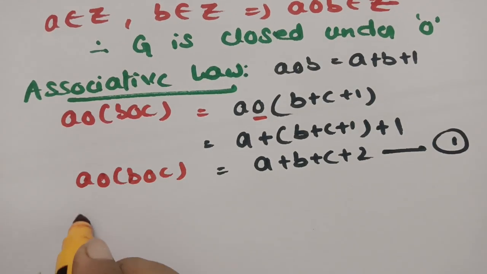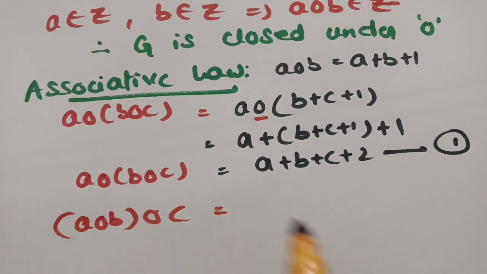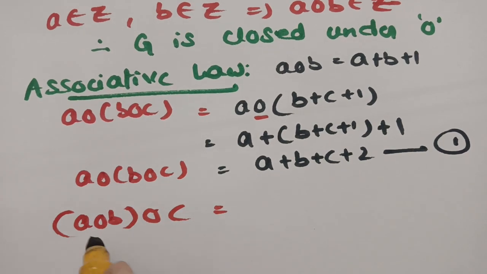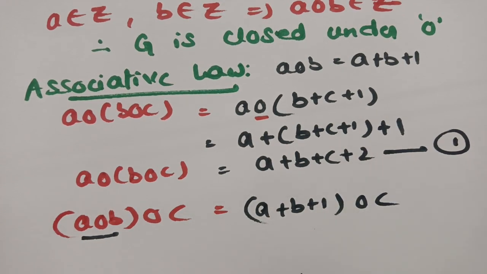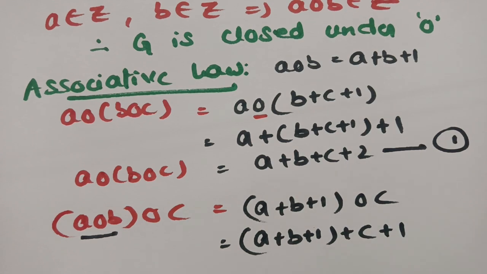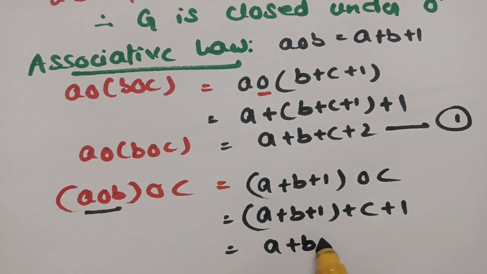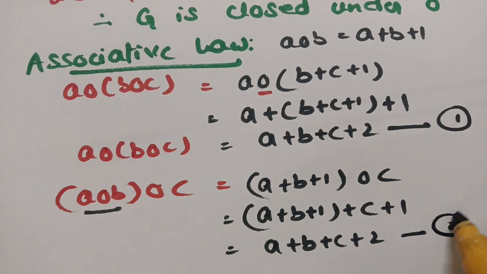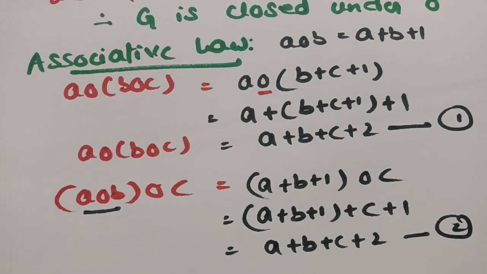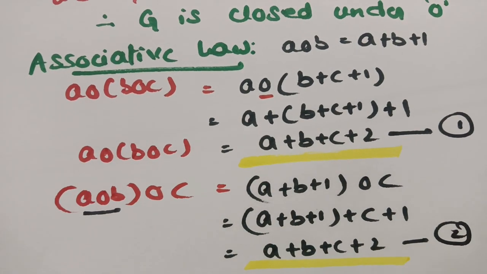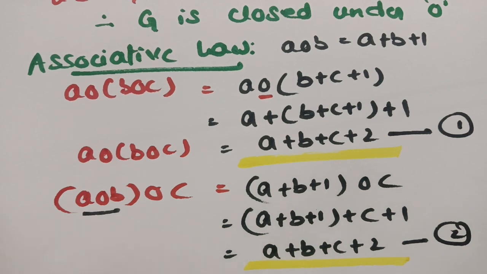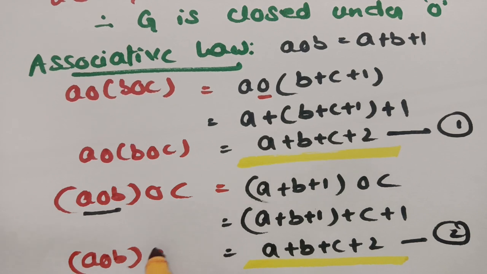And now we consider (a ∘ b) ∘ c this time. For a ∘ b, what is the definition? That is a + b + 1. Then this is circle c. If you consider these two as different parts, the whole thing is (a + b + 1) + c + 1, which equals a + b + c + 2. And this is the second one. If you observe, both answers are the same: a + b + c + 2. So this value is nothing but a ∘ b ∘ c.